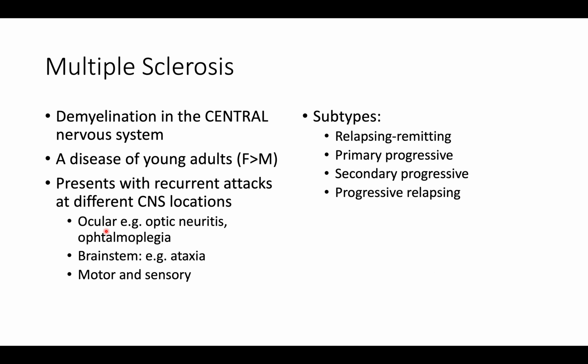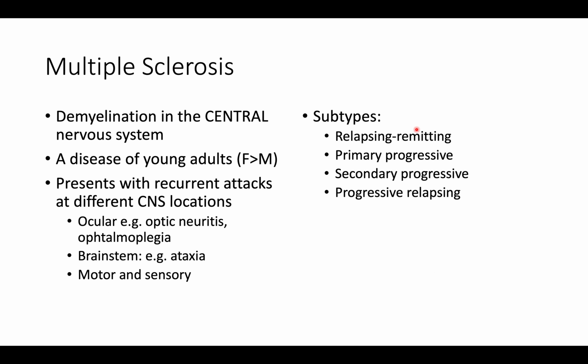So for example, a patient could have the first optic neuritis, and then after some time it may resolve, and then the disease may affect the brainstem and could lead to ataxia, and sometimes could affect the motor system and could lead to weakness, for example, or it could affect the sensory pathway and could lead to, for example, paresthesia or tingling sensation.